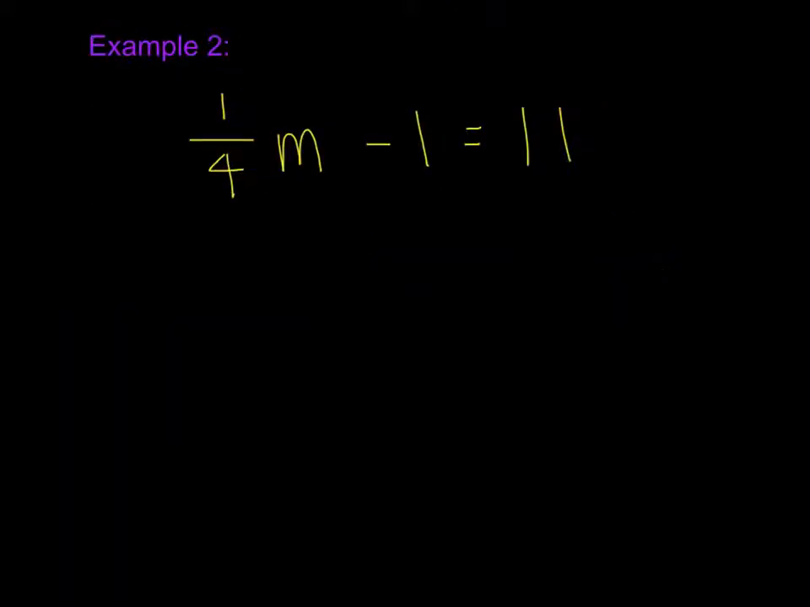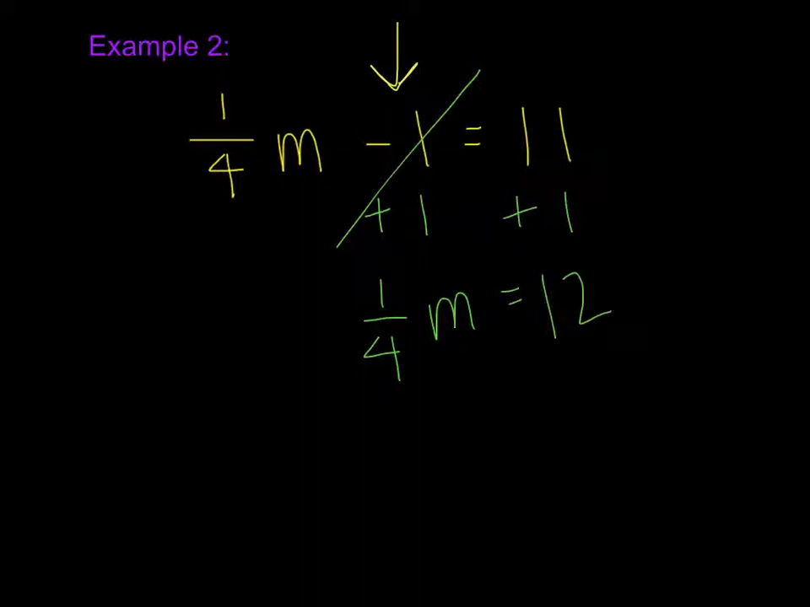Example 2, in order to isolate the variable, I must first identify the constant. The constant in this two-step equation is -1. The inverse operation is addition, therefore I will add 1 to both sides. That leaves me with 1/4 m equals 12.